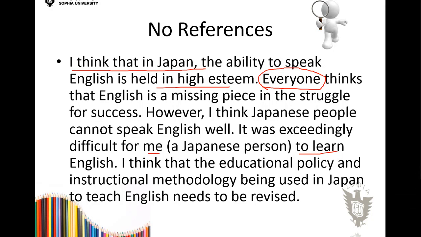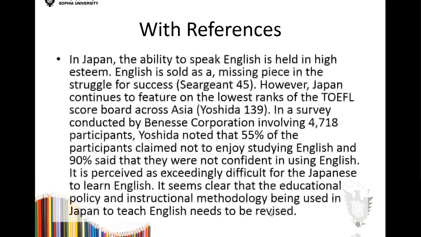Let's have a look at a version of the same writing that uses in-text citations with references. In Japan, the ability to speak English is held in high esteem. English is sold as a missing piece in the struggle for success. There's our friend Mr. Sargent. However, Japan continues to feature on the lowest ranks of the TOEFL scoreboard across Asia. Yoshida, 139. In a survey conducted by BNSC Corporation involving 4,718 participants, Yoshida noted that 55% of the participants claimed not to enjoy studying English, and 90% said they were not confident in using English.